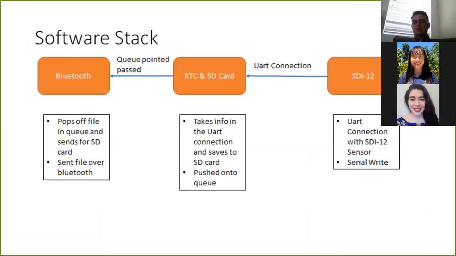The software stack includes an SDI12 bus through the UART connection. This goes to a real-time clock and SD card. The SD card saves the information from the SDI12 bus, the real-time clock saves the current date and time so that we know exactly which file is being saved and pushed. The Bluetooth gets the pointer for the queue, pops off the queue, so it transmits that file and sends that data, the SD card data, over Bluetooth, and that's the software stack.